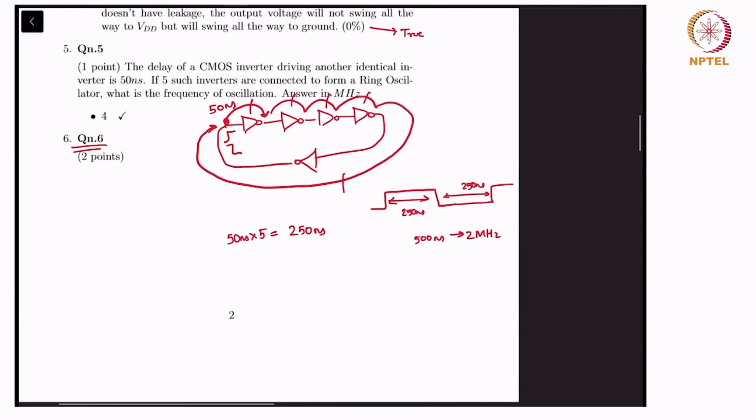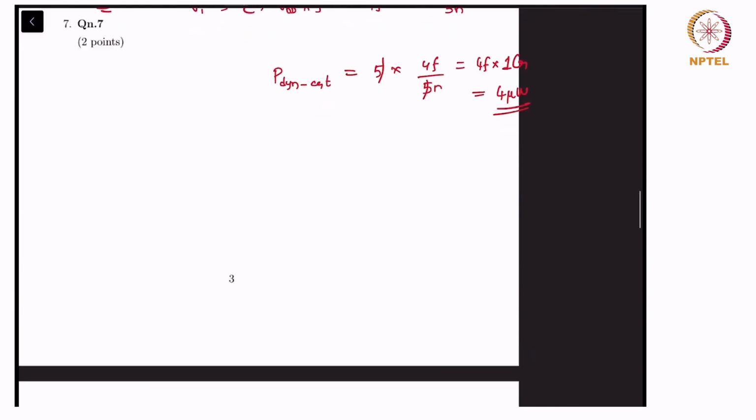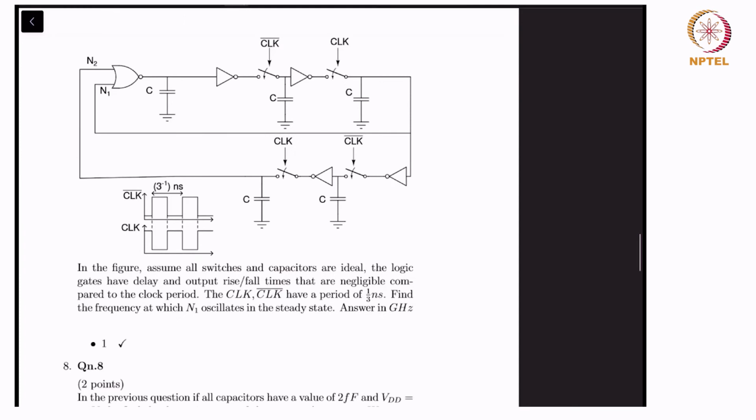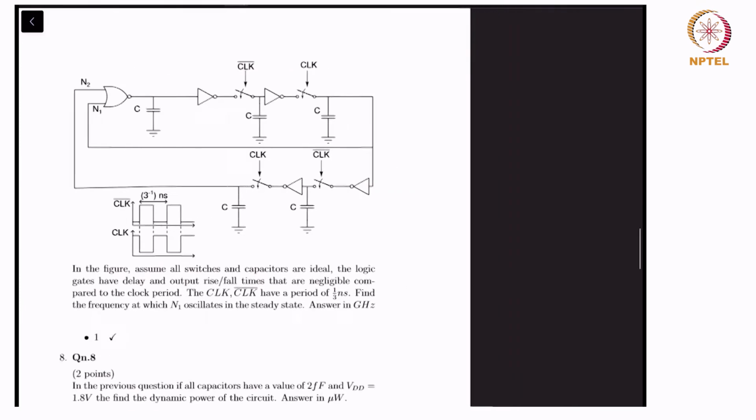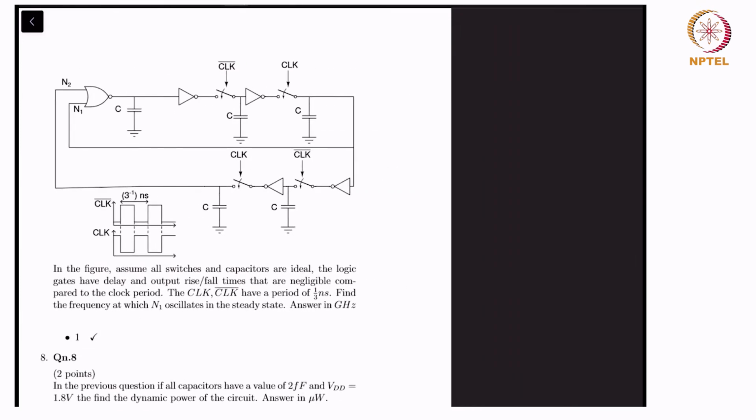Yeah, in the previous question the answer is 2, not, it's given as 4 over here, but the answer is 2 megahertz. So in question 7, now we have that in the figure, assume all switches and capacitors are ideal and the logic gates have delay and output rise and fall times that are negligible compared to the clock period.